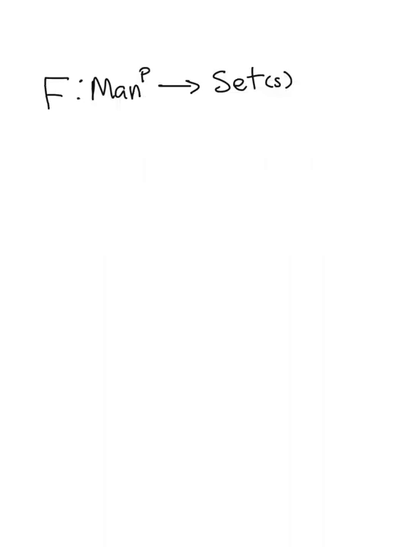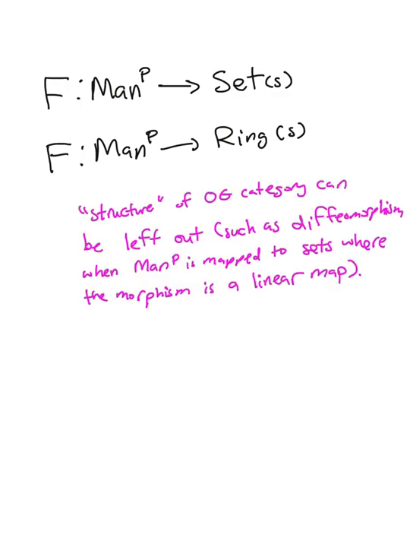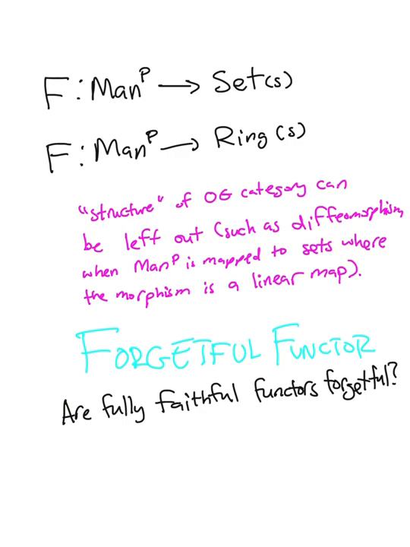Examples of functors that we can apply to the category of manifolds are mapping to the category of sets and the category of rings. When we map one category to another, some of the structure of the domain is often left out, and the functor is called a forgetful functor. This begs the question, are fully faithful functors forgetful? Find out next in Abstract Nonsense.